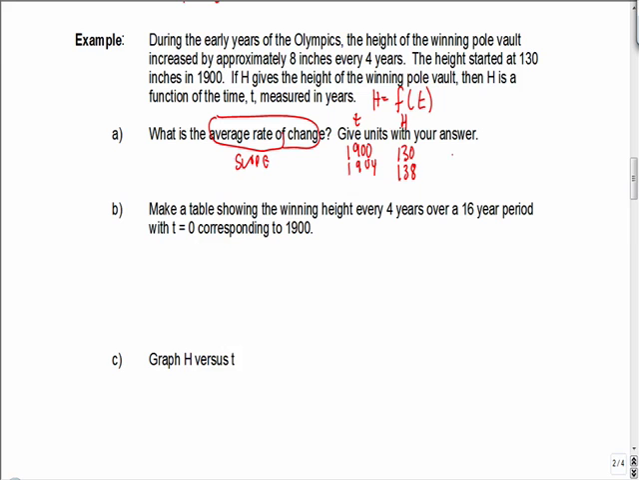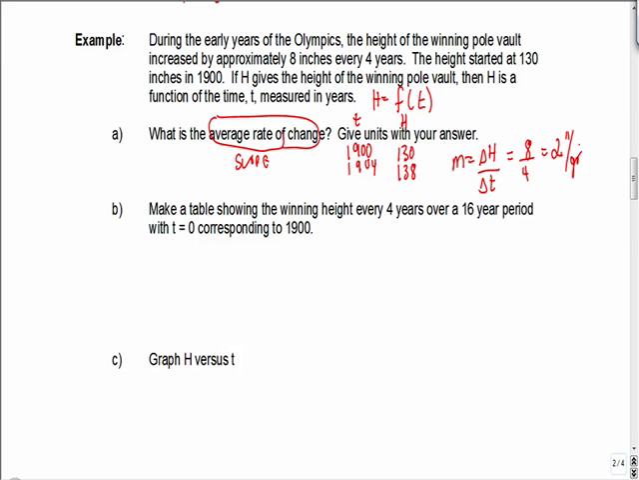So now I could compute the slope by doing change in y, but I don't have y's this time, I have h's, over change in x, but this time that's a t. So if I subtract my heights, that gives me 8. And if I subtract my years, that gives me 4. So that gives me 2. And the units would be inches per year. So on average, the height of a winning pole vault increases 2 inches per year. But of course, what we know is it's really 8 inches every 4 years since the Olympics are held once every 4 years.